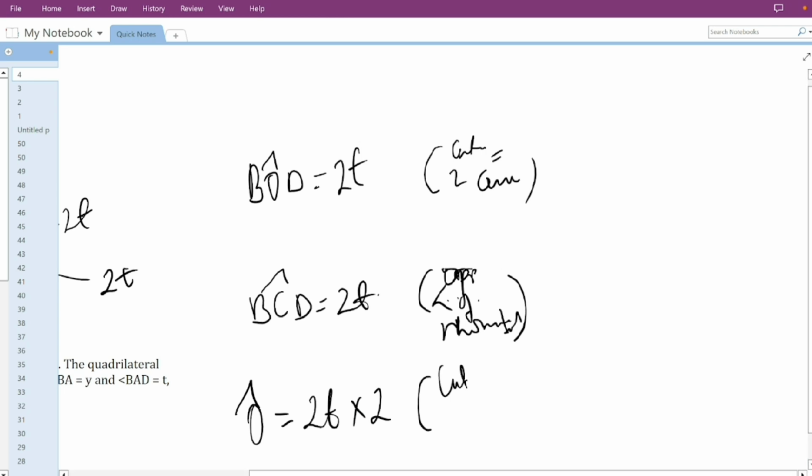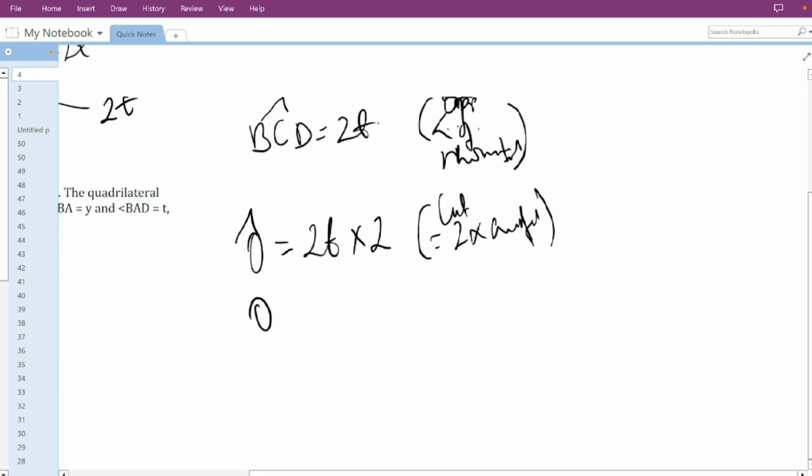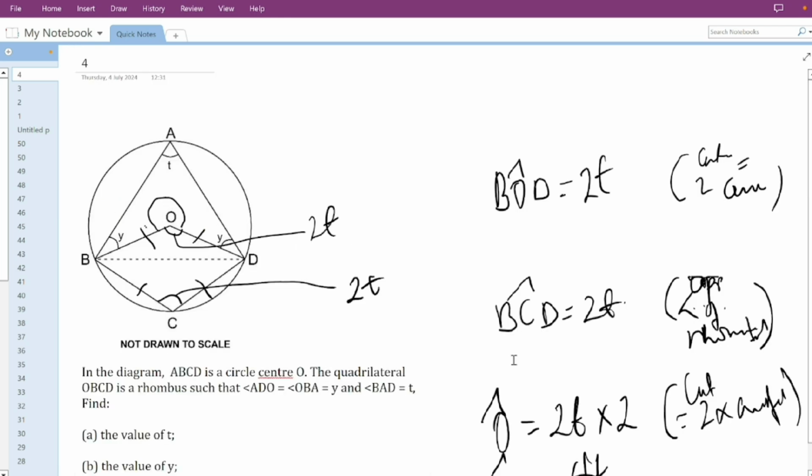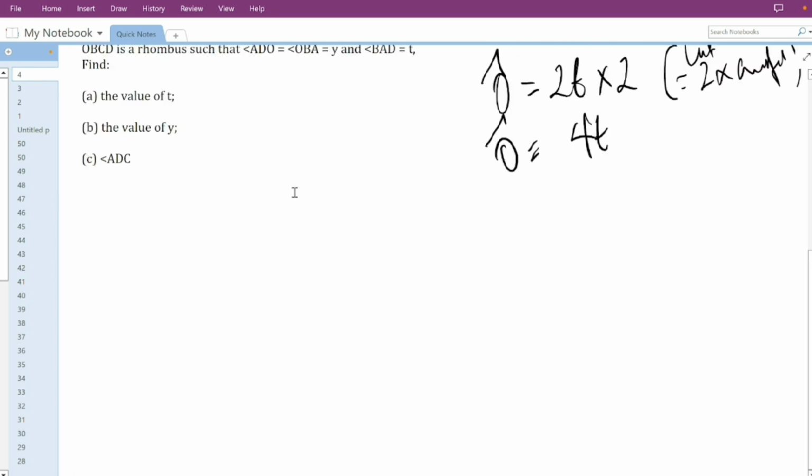That angle at the center is twice the angle at the circumference of a circle. So our angle O is 2 times 2t, which is 4t. This upper angle is therefore 4t. Now, if you look closely at this, we know this is a circle, so that's angles at a point. That means 2t plus 4t should equal 360. So we have that 2t plus 4t equals 360 degrees.